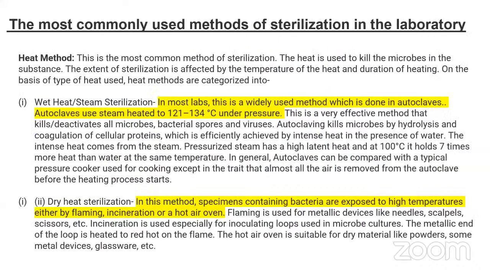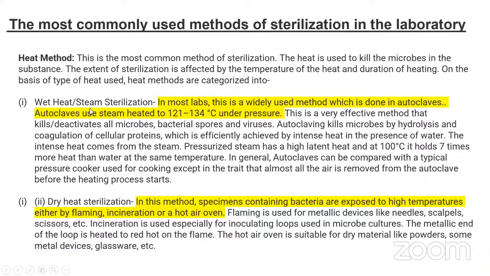So let's see briefly how some of these methods are used routinely in the lab for sterilization. One of the most widely used physical methods of sterilization in the laboratory is the heat method. The heat method basically consists of two types: one is the wet heat method and the other is the dry heat sterilization method. We will see how wet heat or steam sterilization is achieved in the laboratory.